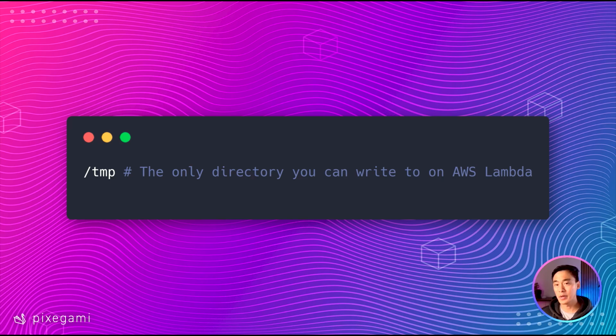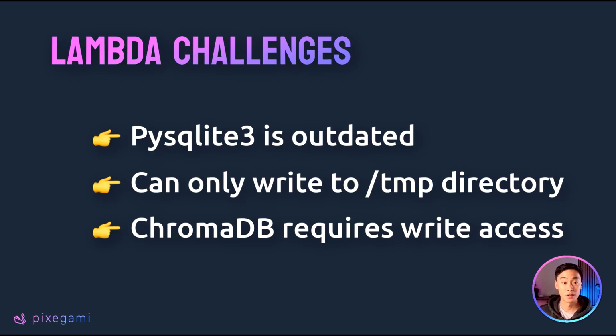The second problem is if we want to load our database from a local path, then it seems ChromaDB requires both read and write access to that path. In AWS Lambda, there's only one directory we're allowed to write to, which is the temp directory. So we're going to have to do a few hacks to solve these problems.